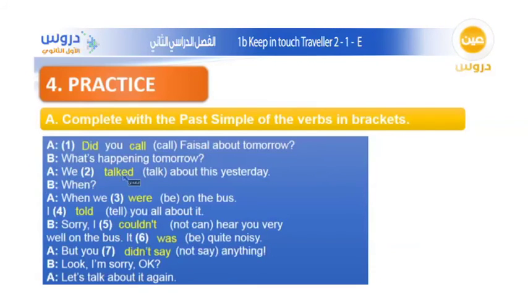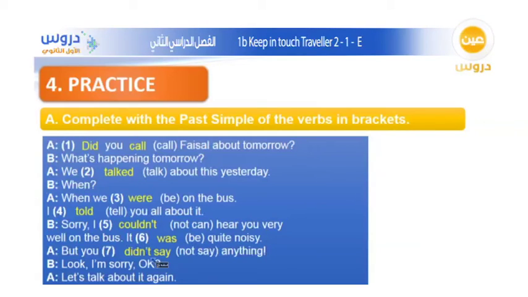What's happening tomorrow? We talked. Okay, we add ed here because talk is a regular verb. About this yesterday, when we were on the bus. So here you can write was or were, it depends on the subject. If the subject is he, she, it, you can write was. I told you all about it. Here told is an irregular verb, so you have to write the irregular form. I told you all about it. On the bus it was quite noisy. You see here, it was. So in B, you have to replace with was and were in the past.